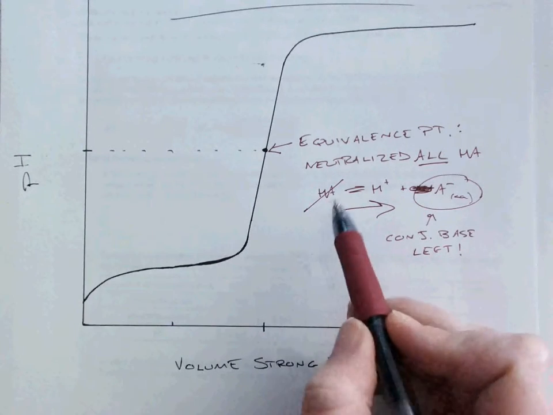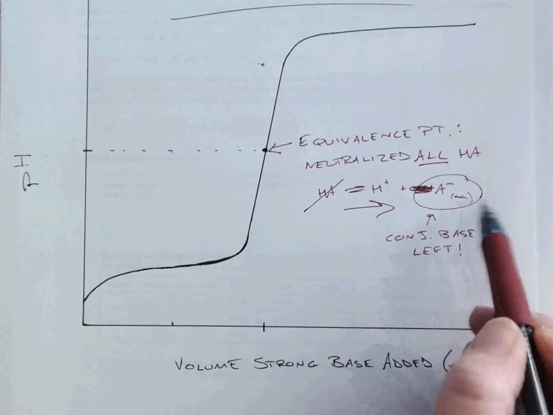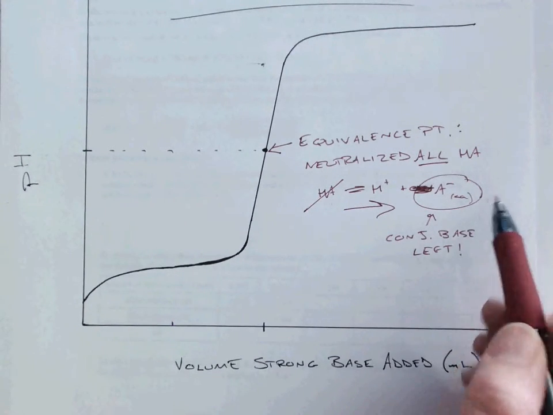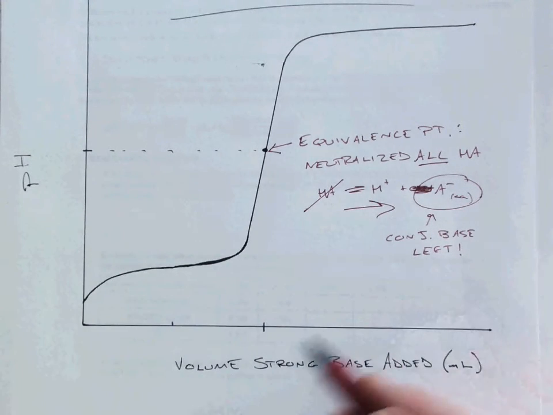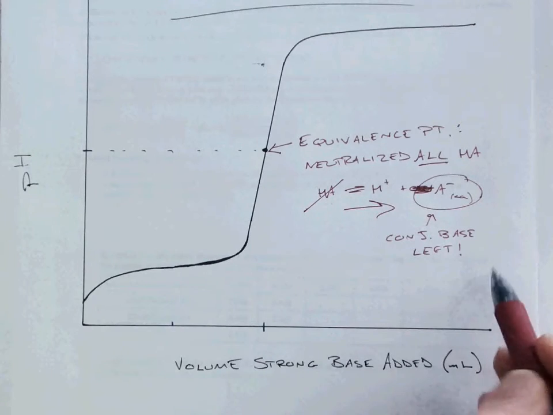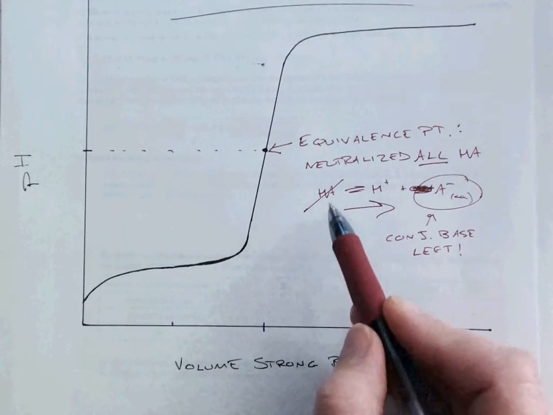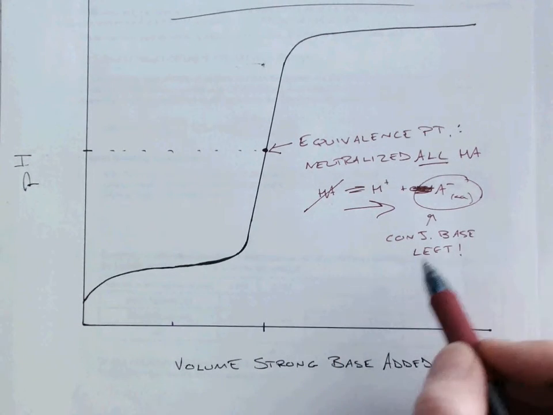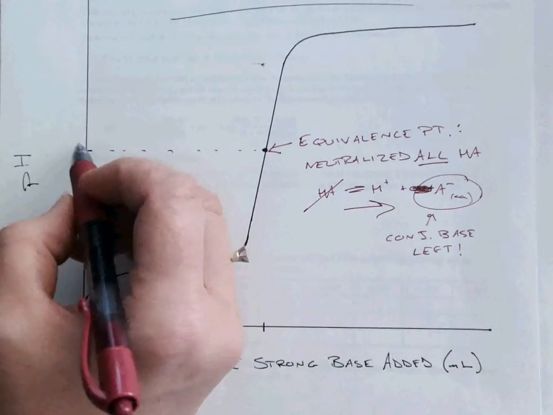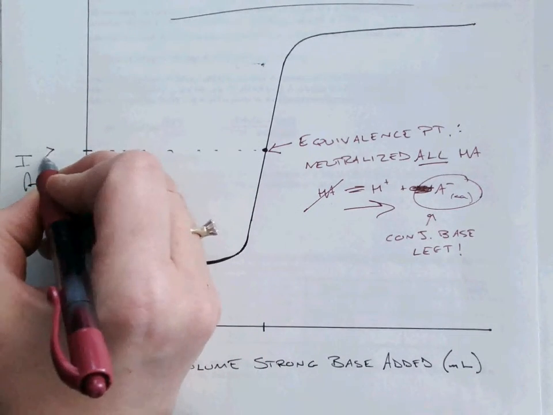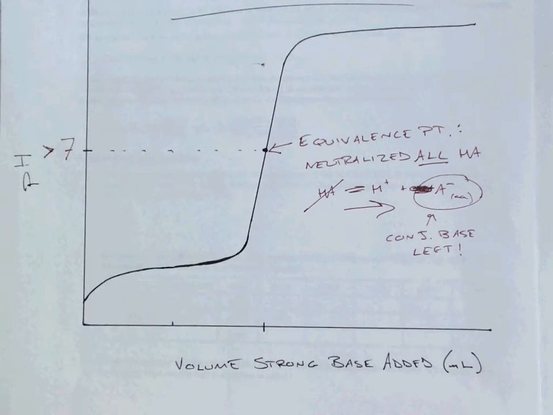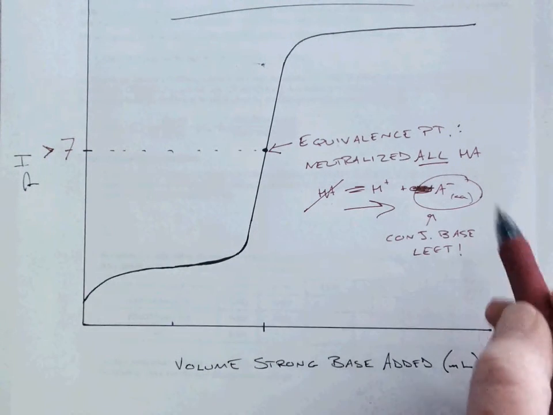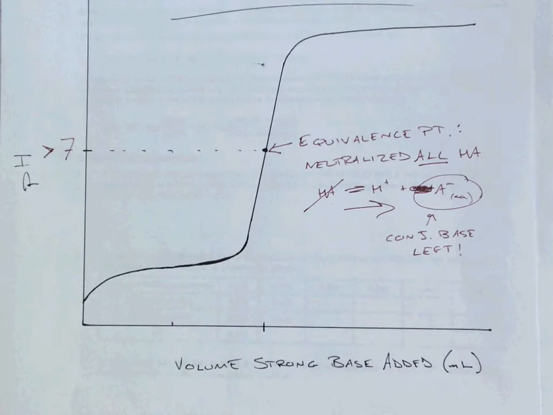Now, a weak acid will have a weak base for its conjugate. So now this weak base is going to go do its own equilibrium, act basic. So for a weak acid, when you've neutralized all the acid, you only have conjugate base left. The pH at the equivalence point should be greater than 7. It should be a little bit basic because of that conjugate base floating around in there.